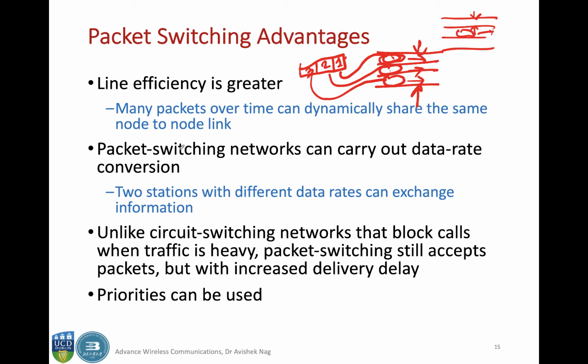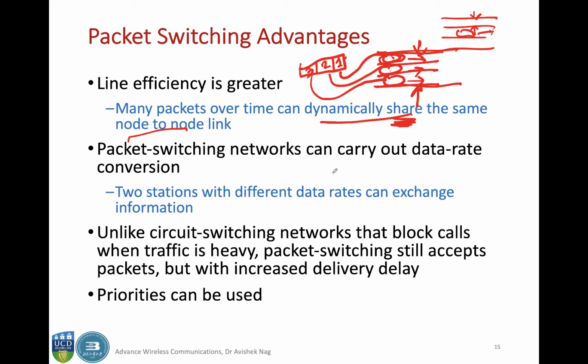So many packets over time can dynamically share, and share is the important term, the same node to node link. They can share the same roadways if you imagine your packets being sent over different cars. Now, packet switching networks can also carry out data rate conversion. So two stations with different data rates can exchange information in packet switching.